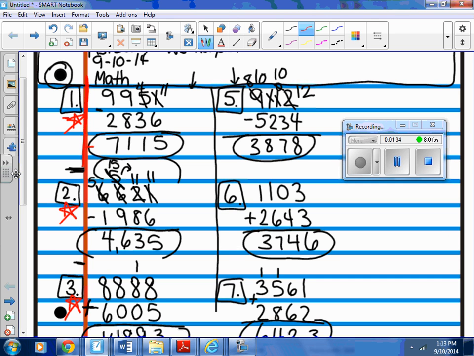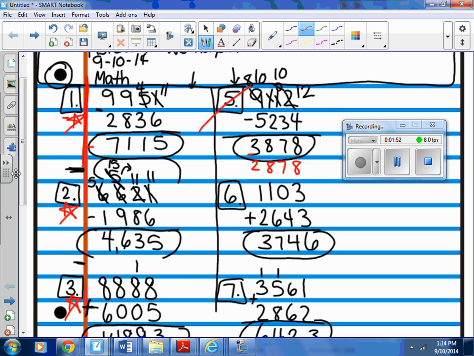Uh-oh. The answer key says 2,878. I'm off by one number right here. So I'm going to look and I'm going to say, oh, okay, it's wrong. I'm going to put a mark through it. Now I want to know, what did I do wrong in number 5?